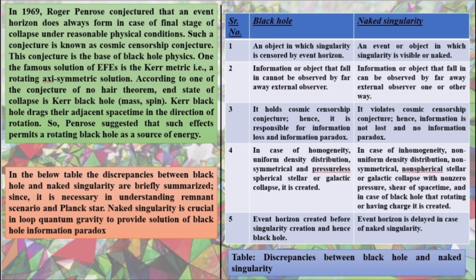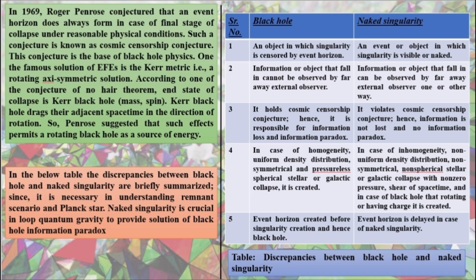A black hole is created in case of homogeneity, uniform density distribution, symmetrical, pressureless, spherical, stellar, or galactic collapse, while a naked singularity is created in case of inhomogeneity, non-uniform density distribution, non-symmetrical, non-spherical, stellar, or galactic collapse with non-zero pressure, shear of spacetime, and in the case of a black hole that is rotating or having charge. In a black hole, the event horizon is created before singularity creation, and hence it is known as a black hole, while in a naked singularity the event horizon is delayed.